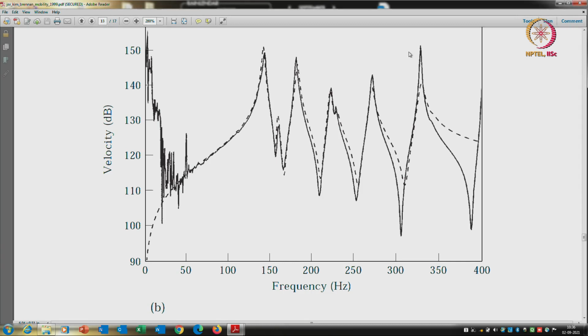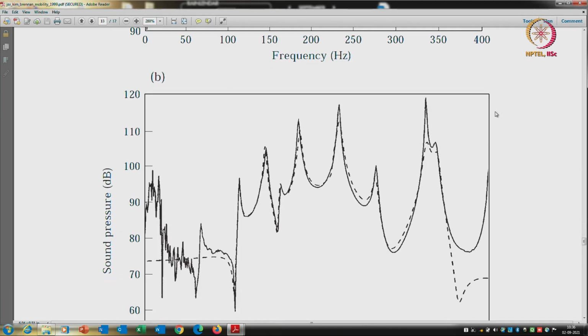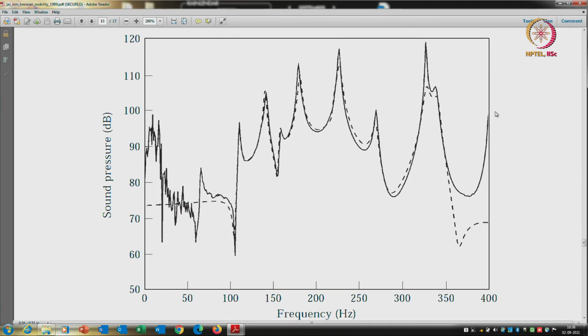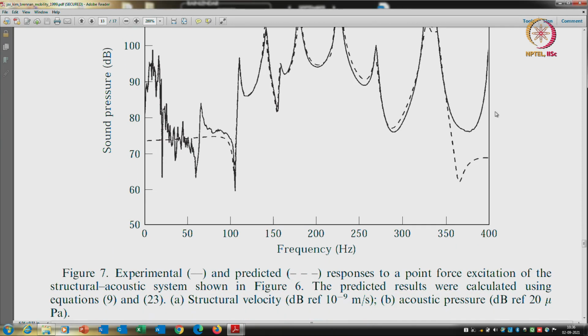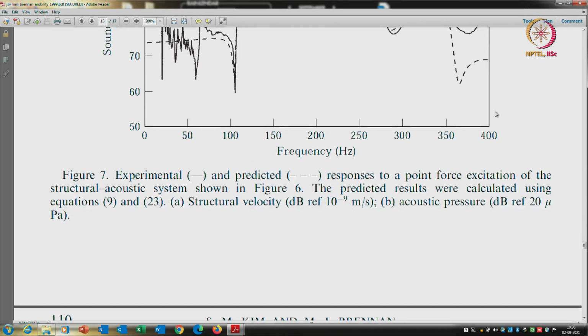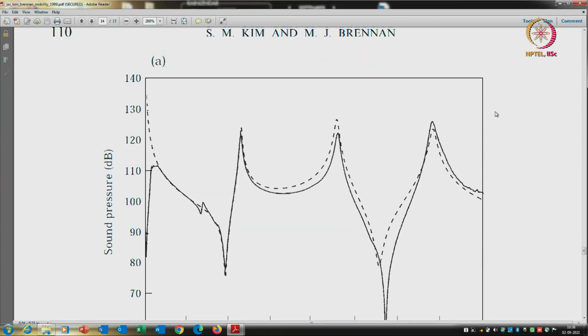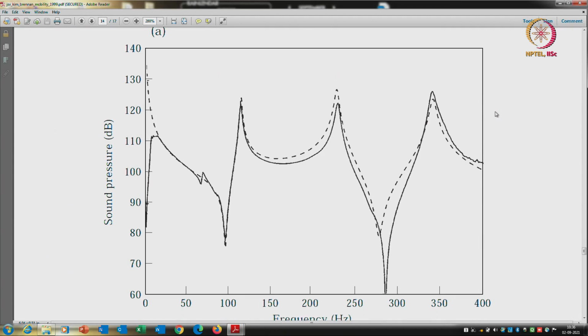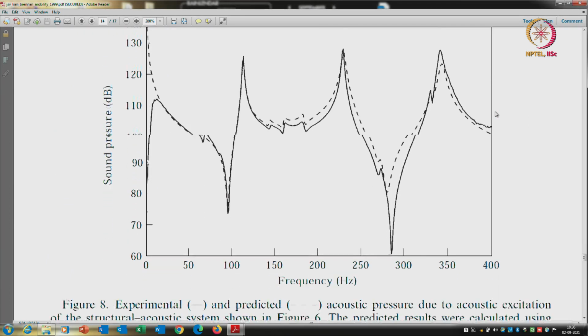Okay, these are resonances of the system, and because it is air, it's very lightly loaded, so the uncoupled resonances more or less remain. Okay, they don't change very much. The next is due to acoustic excitation. Okay, this is the sound pressure inside.